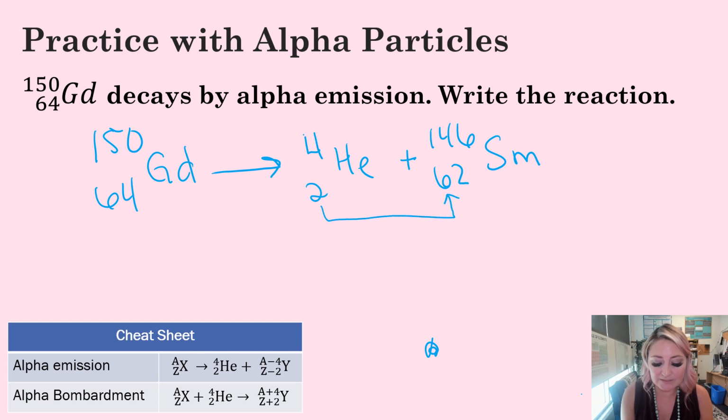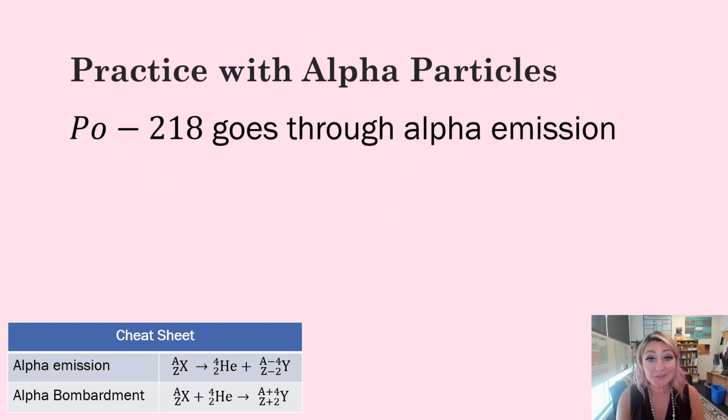And again, I'm going to double check. 62 plus 2 is 64. They're equal, they're good. And then I'm going to check my mass number. 4 and 146 is 150. So we're equal all the way around. Similar problem here. We're given even less to work with. It's not even a complete sentence. Polonium-218 goes through alpha emission.